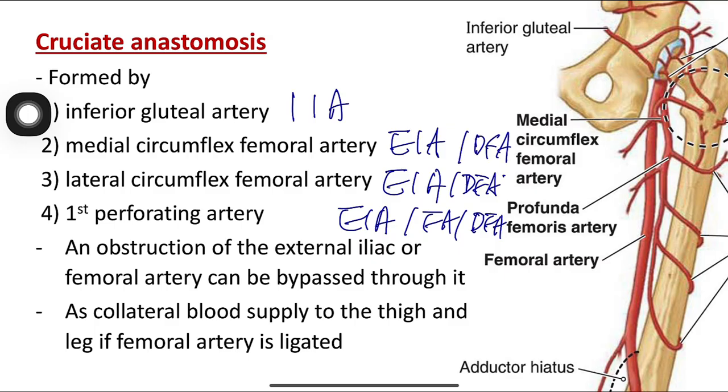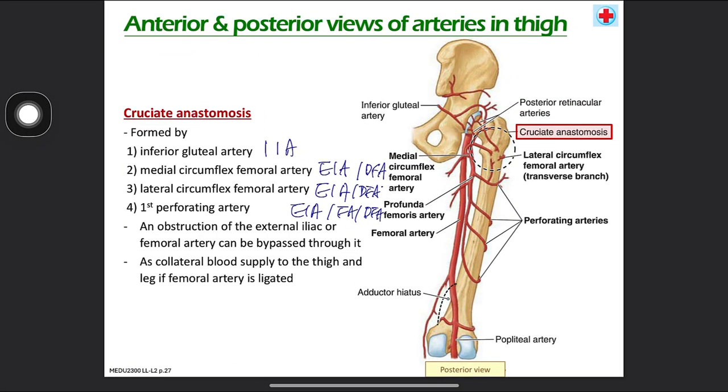Okay, so here tells you that if there is an obstruction of the external iliac or femoral artery, we still have a way to bypass the problems. So that's why we have these cruciate anastomosis. Very important for lower limbs. Okay.